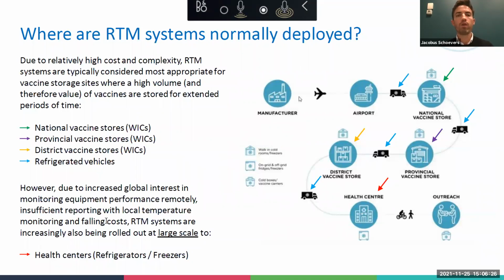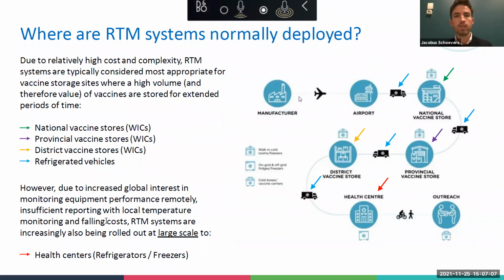So let's talk about where RTM systems are typically deployed. These systems are a bit more expensive and complex than the systems that we were referring to last week, the 30-day temperature recorders. And due to the higher cost and the complexities, they have historically been deployed at vaccine storage sites where you have a high volume of vaccines going through, and where there's a higher risk and value of vaccines being stored. Here we're talking about the national vaccine stores, the provincial and district vaccine stores, as well as the refrigerated vehicles.